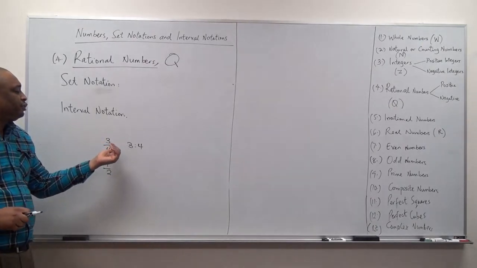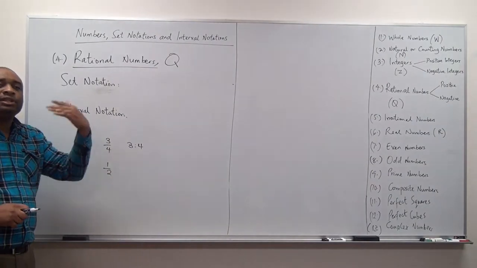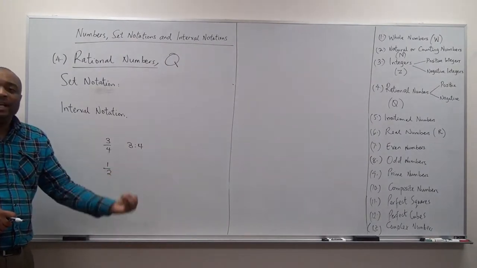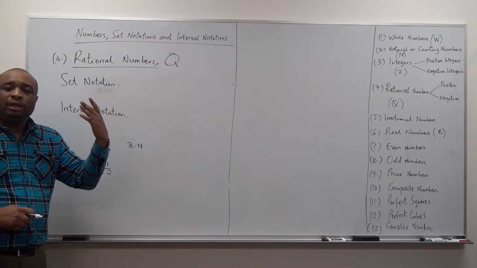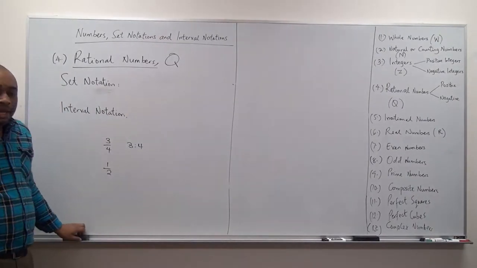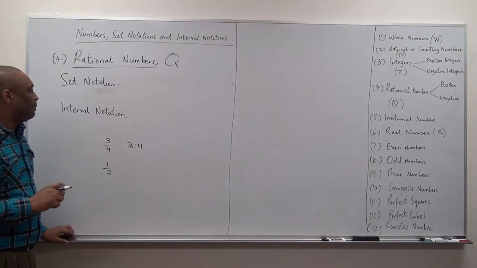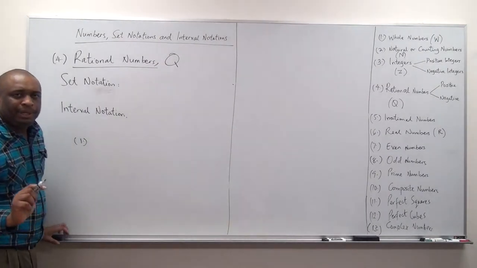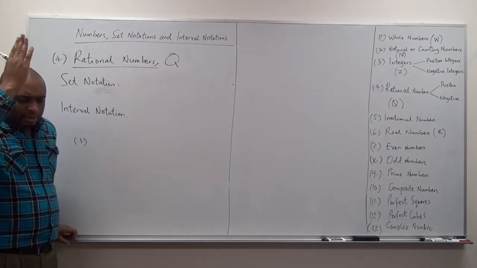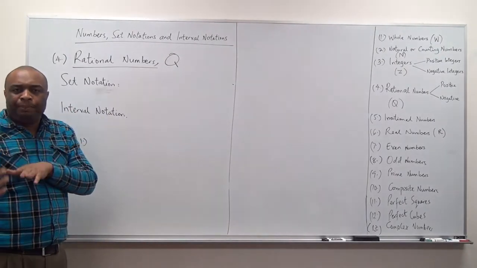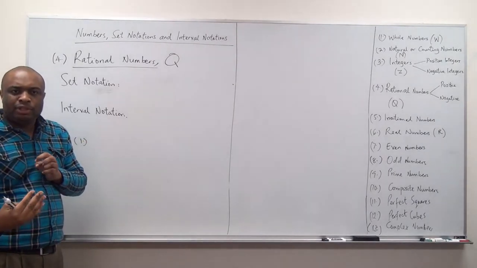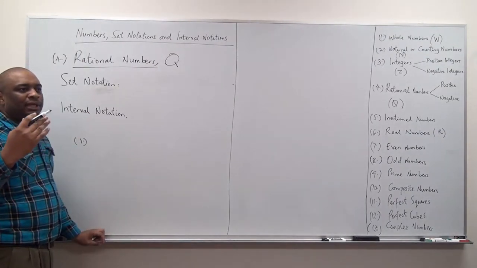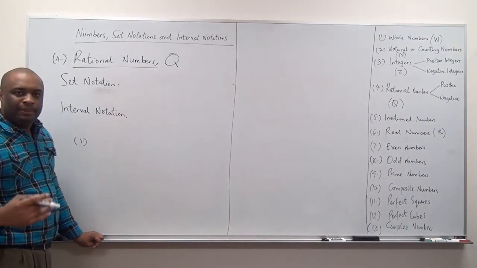Now, when you have a ratio of positive integers, it gives you the positive rational numbers. When you have a ratio of negative integers, it gives you negative rational numbers, if they abide by the rules. What are the rules? Number one, the decimal must repeat. You must have repeating decimals or terminating decimals. If it gives you a decimal, it must be terminating or repeating.